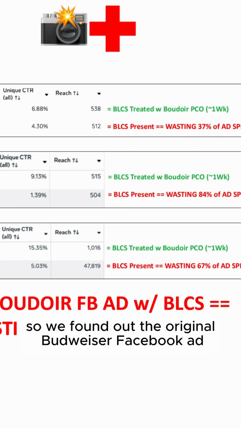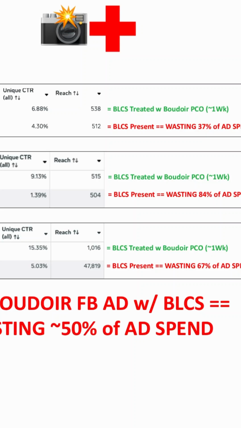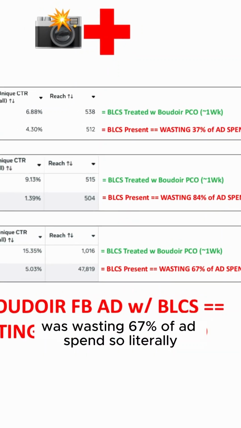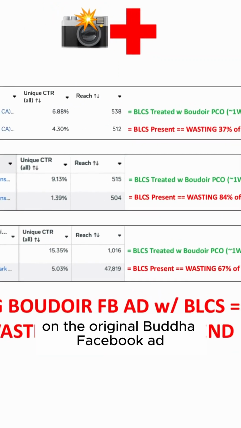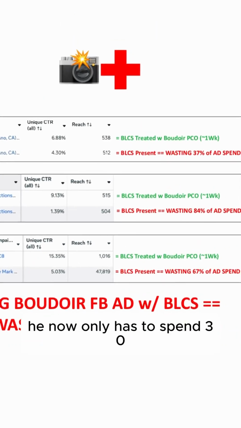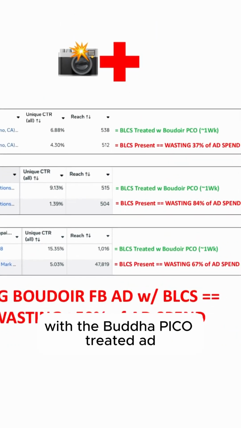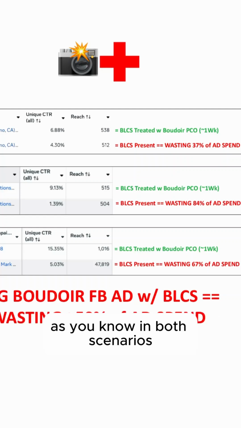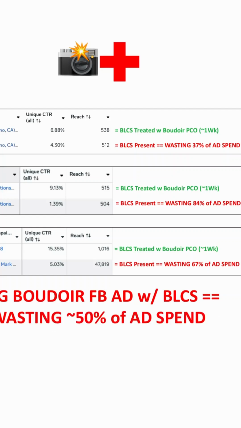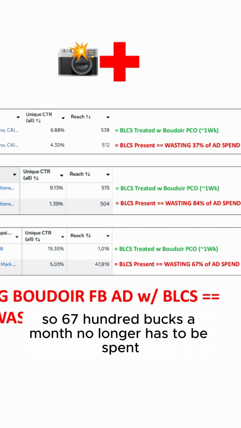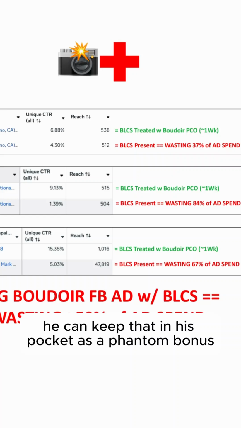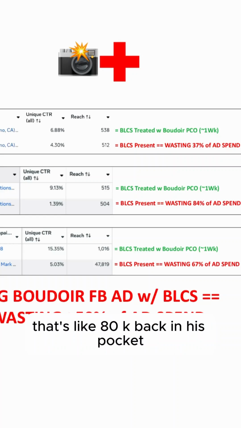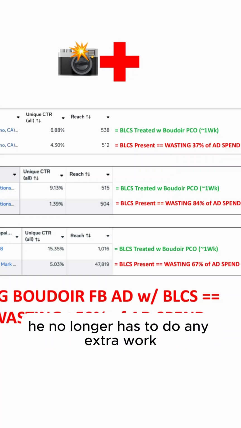So we found out the original Boudoir Facebook ad was wasting 67% of ad spend. So literally, if he's spending 10 grand a month on the original Boudoir Facebook ad, he now only has to spend $3,300 a month with the Boudoir Pico treated ad to get that ad into the same number of women's brains in both scenarios. So $6,700 a month no longer has to be spent. He can keep that in his pocket as a phantom bonus, and that's perpetual. Over the next 12 months, that's like $80K back in his pocket, and he no longer has to do any extra work.